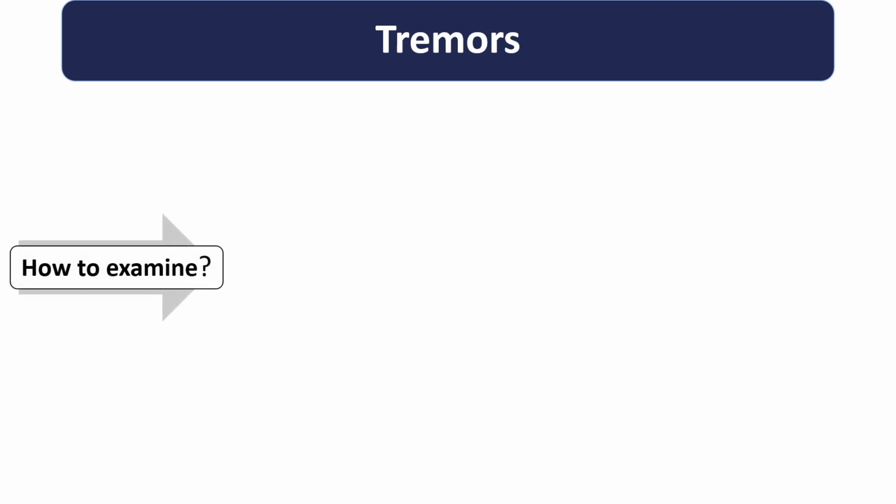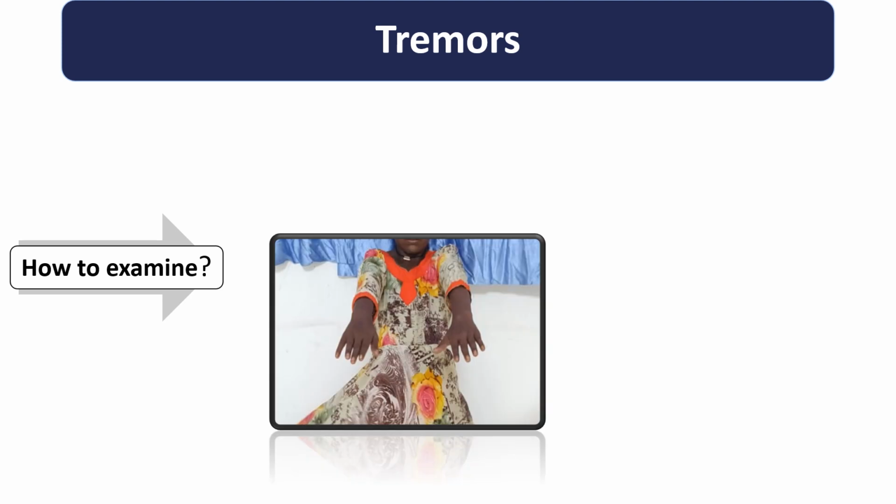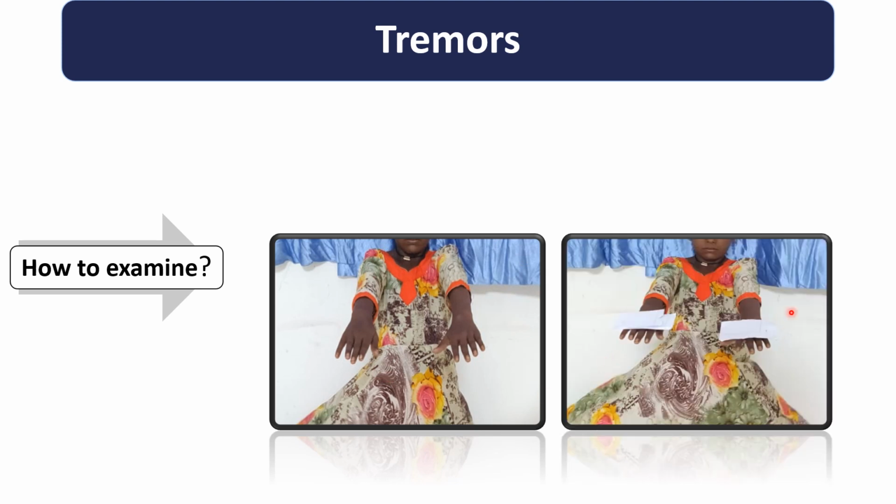Now how to examine for the tremors. For the fine tremors, sometimes it is not visible in the resting position. So we have to tell the child to outstretch the hands. In this picture you can see, if it is still not visible, then we have to keep a piece of paper over the dorsum of both hands. So the fine tremors will be easily visible. This is the way to demonstrate how to elicit the tremors.